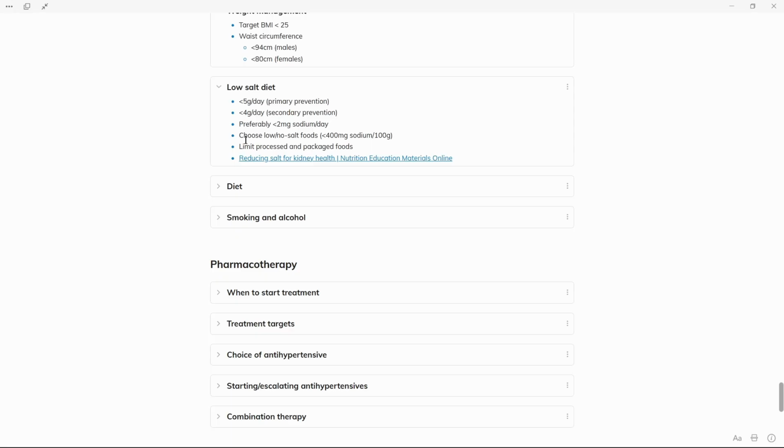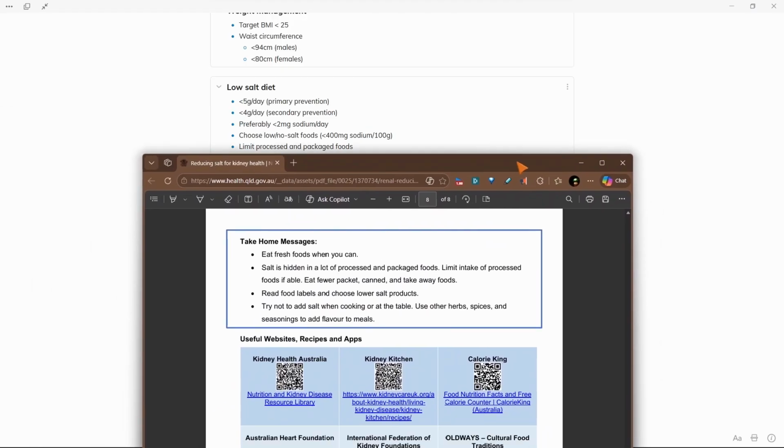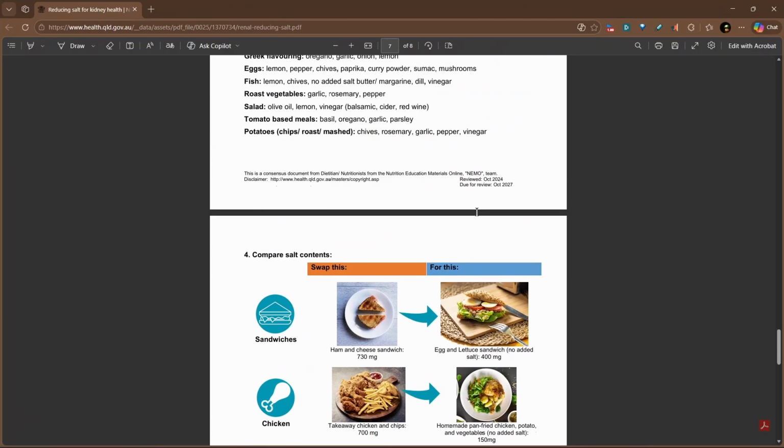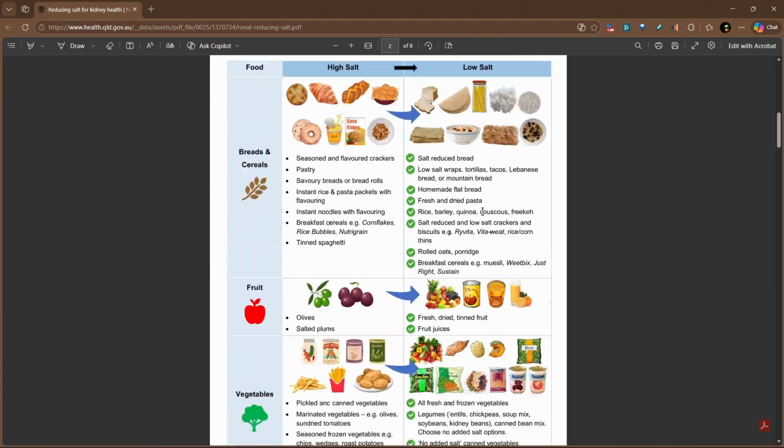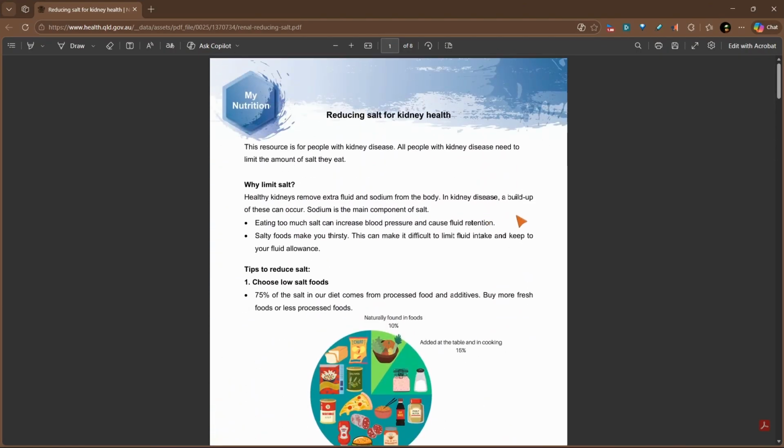higher salt diet. And so the way to achieve a low salt diet is by choosing low salt food options or no salt food options. And low salt food options are those that contain less than 400 milligrams of sodium per 100 grams of whatever the food is. We also advise patients to limit processed and packaged foods, and to substitute salt with other seasonings if possible, and to not add any table salt to their meals when they're sitting at the dining table. Okay, so this here is the information sheet that you can pass on to patients to help reduce salt in their diet.